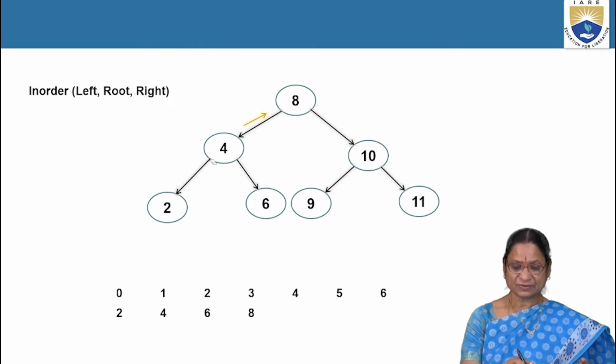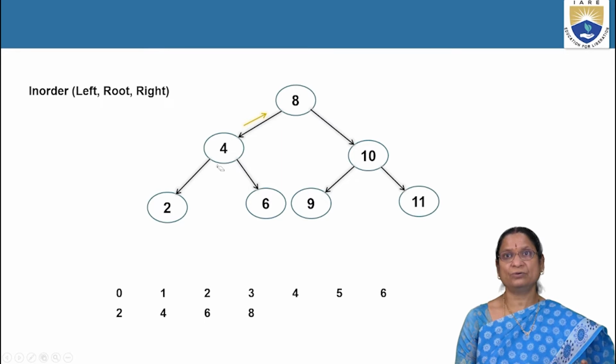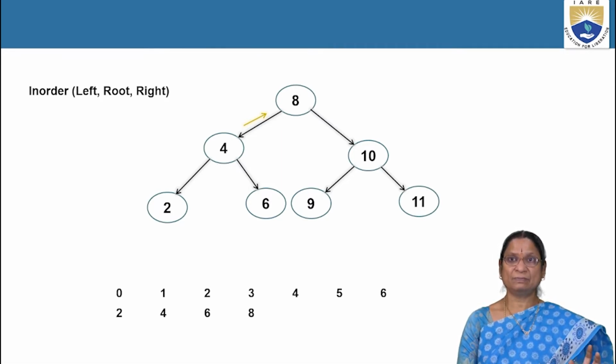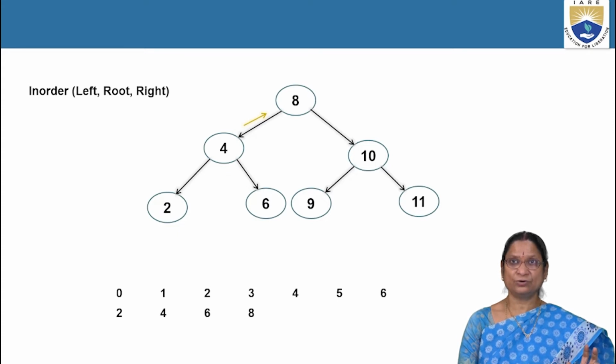So INORDER means first it will process the left node only, which doesn't have any left. Then we will process 8 because the node root is there. Node means root here. Then we will move to the right. On the right side, again a subtree is there. 10 is the root. But the root is not going to be processed. It will move to the left child, 9. For 9, there is no further left child. So 9, the root, is going to be processed.